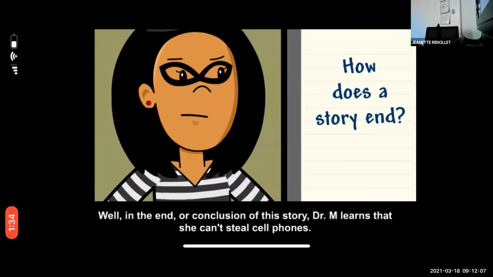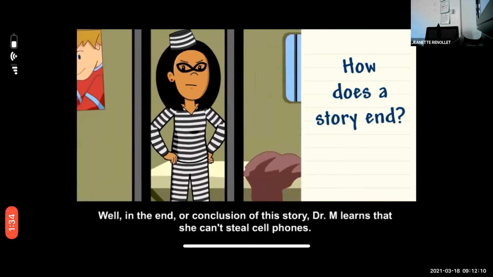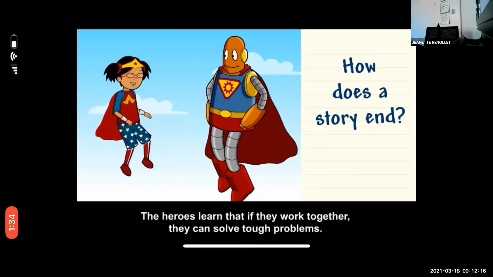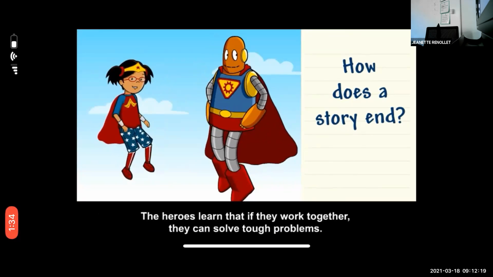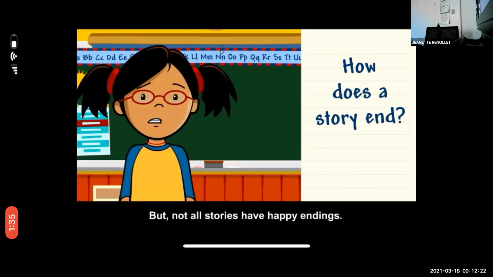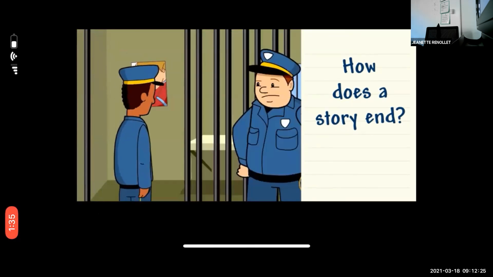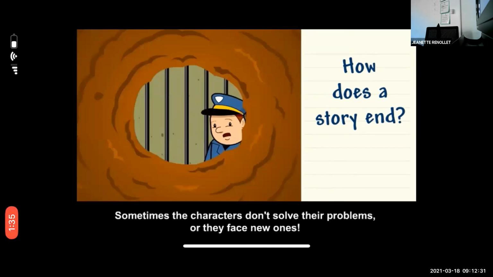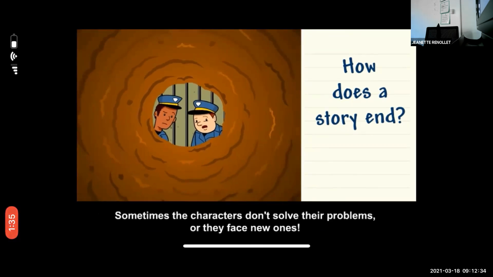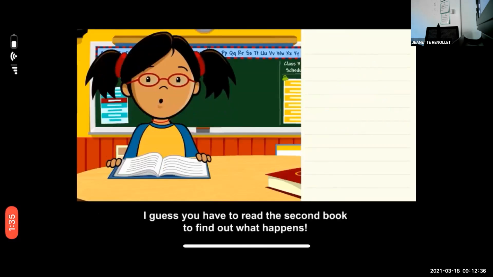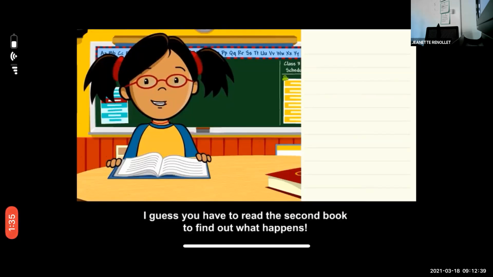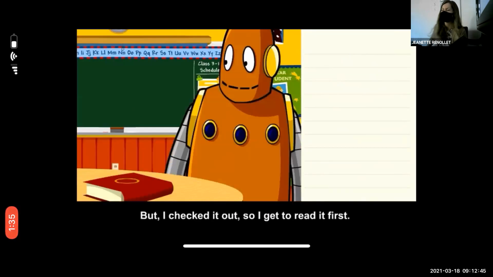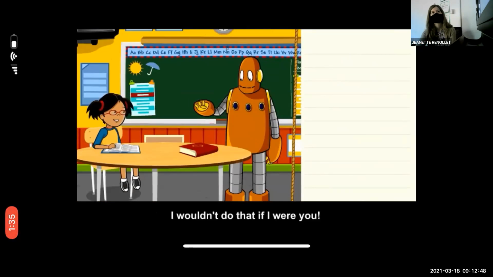Well, in the end, or conclusion of this story, Dr. M learns that she can't steal cell phones. The heroes learn that if they work together, they can solve tough problems. But not all stories have happy endings. Sometimes the characters don't solve their problems, or they face new ones. I guess you have to read the second book to find out what happens. But I checked it out, so I get to read it first. I wouldn't do that if I were you.